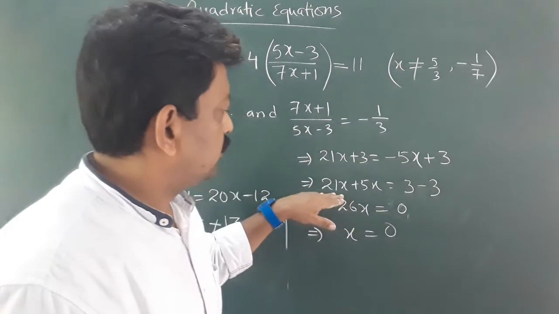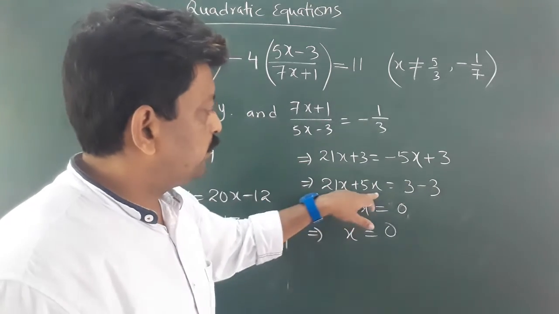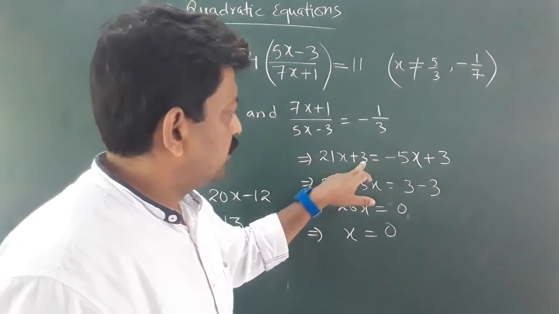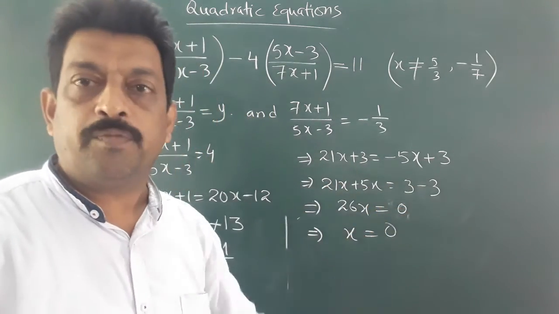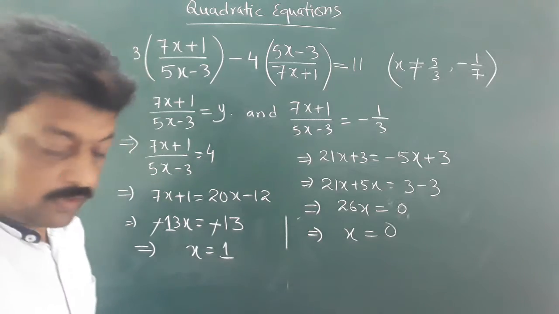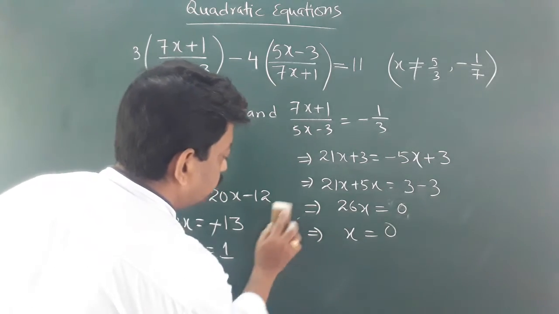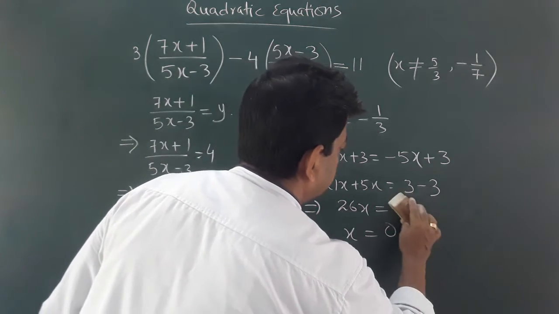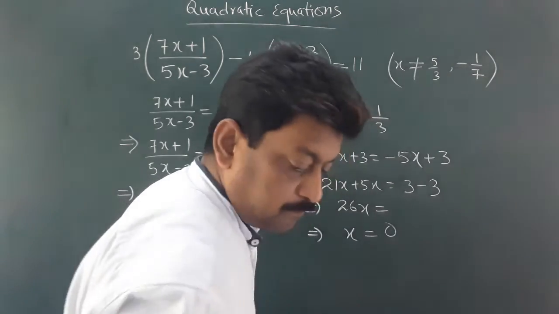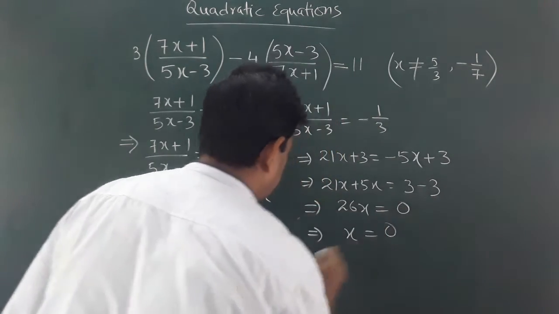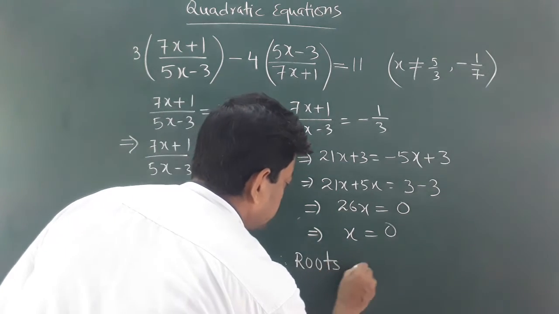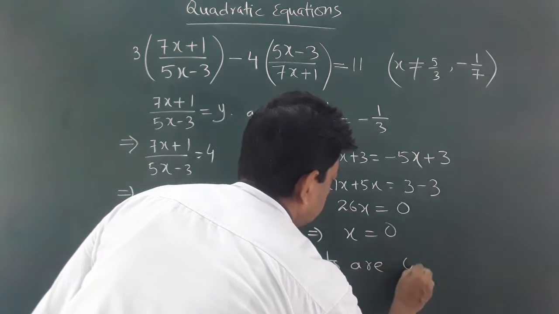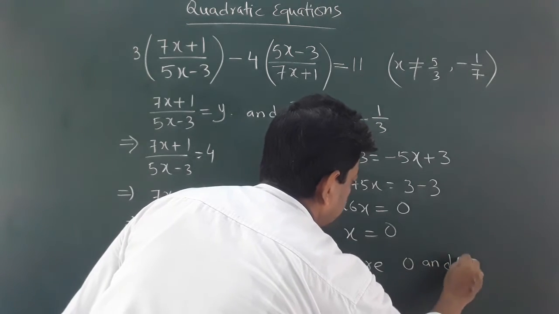Now see the things. Minus 5x will become plus 5x, so it is 26x. Plus 3 will become minus 3. So 3 minus 3 is 0. Therefore x is 0. So we have two roots of the given quadratic equation. Therefore roots are 0 and 1.